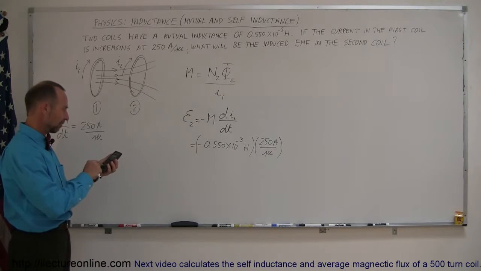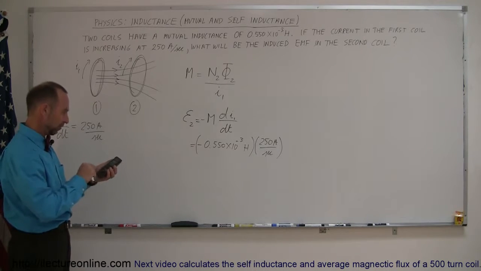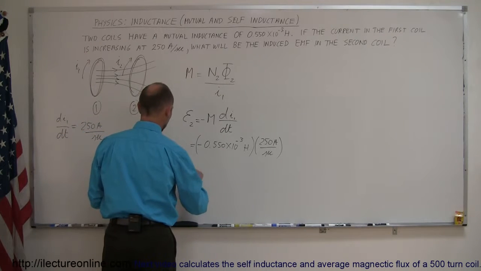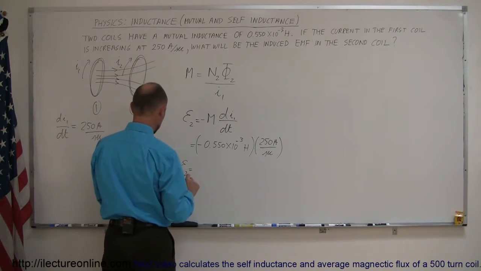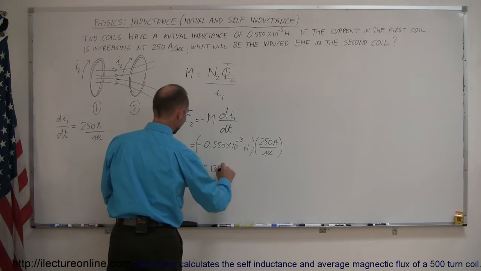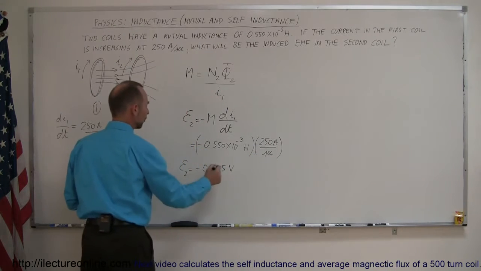So we have 0.550 times 10 to the minus 3 times 250 equals, so that would produce or induce an EMF, a voltage, of minus 0.1375 volts. So henries times amps per second is the same as volts.